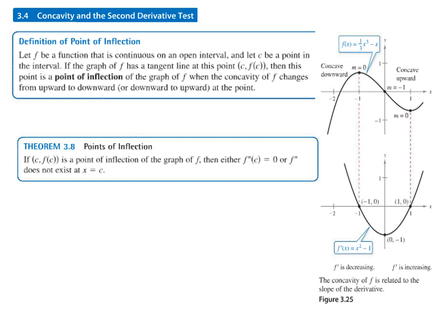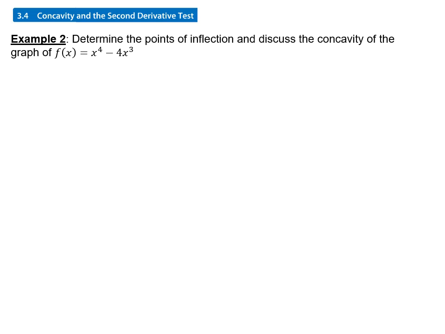If (c, f(c)) is a point of inflection of the graph of f, then either f double prime of c equals 0 or f double prime does not exist at x equals c. So, example 2, determine the points of inflection and discuss the concavity of the graph of f of x equals x to the 4th minus 4x to the 3rd.